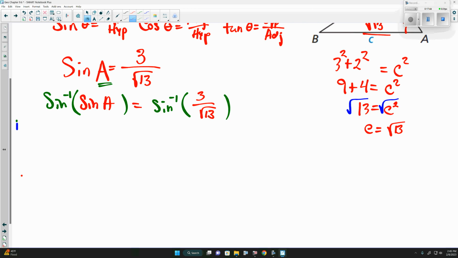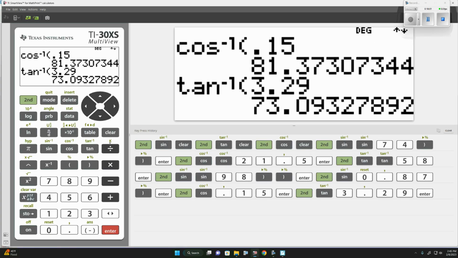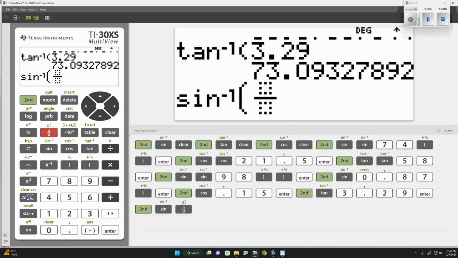We have to apply sine inverse to both sides. It's the same thing we were just doing, but instead of having a decimal, we now have 3 over the square root of 13. Here, sine inverse of sine of A is just A. Now, in the calculator, we can go second sine inverse fraction.